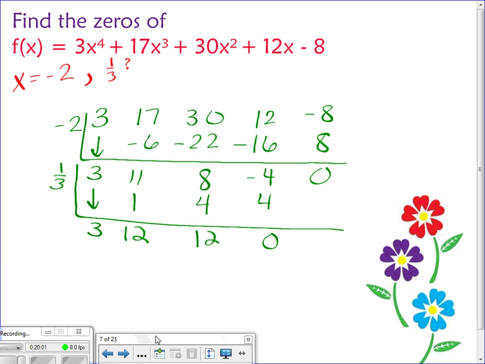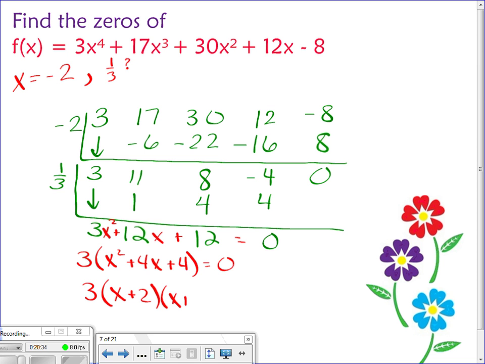So we started with x to the 4th. I did synthetic once, and now I'm down to x to the third. Synthetic again gets me down to x squared. So I have 3x squared plus 12x plus 12 equals 0. And we can try to factor this, right? Good, there's a GCF of 3. So x squared plus 4x plus 4. Will that factor further? Yeah, it does. So x plus 2, x plus 2 equals 0. So what's x equal?